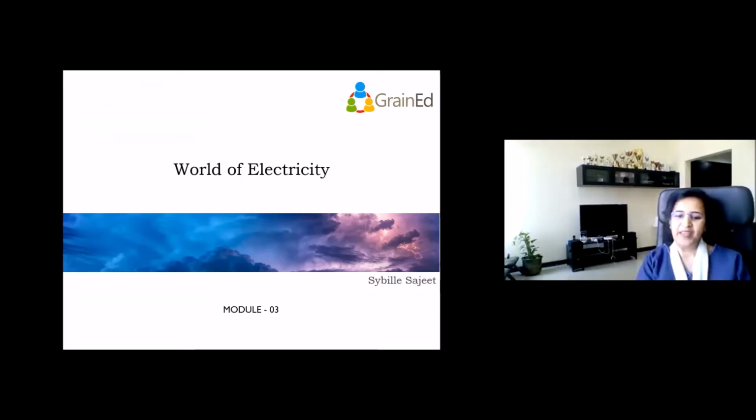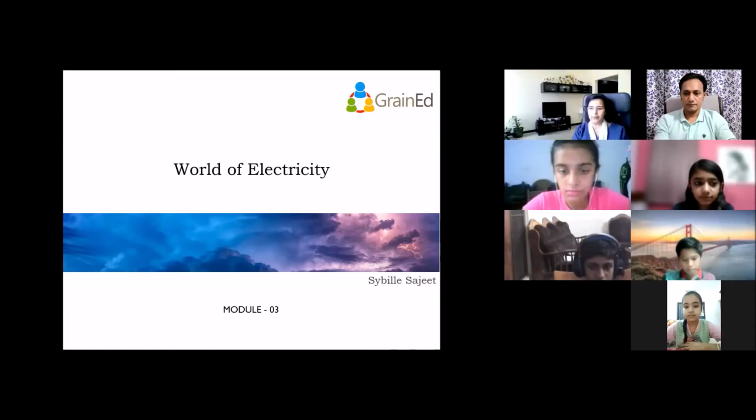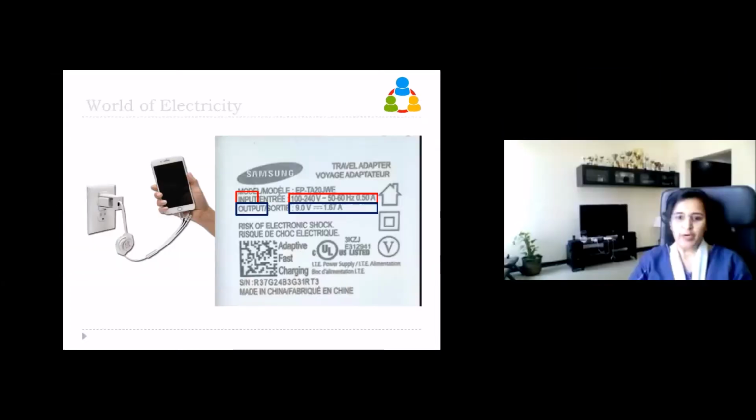So today, last week we had learned about current, voltage, and Ohm's law, right? So today I'm going to tell you about the different equipment you have seen in your home. This is your phone charger, okay? If you have your phone charger with you, you can look into it. You can see in the input there is one value, and in the output there is another value, okay? You can go and look into your charger now.